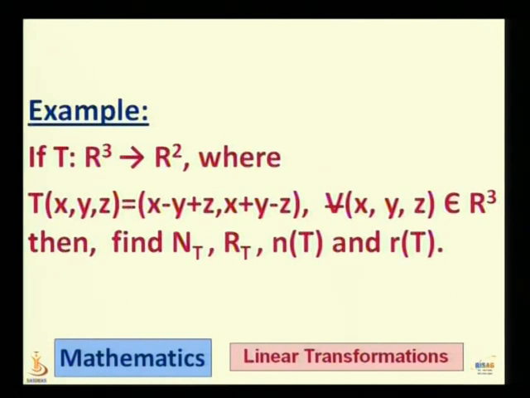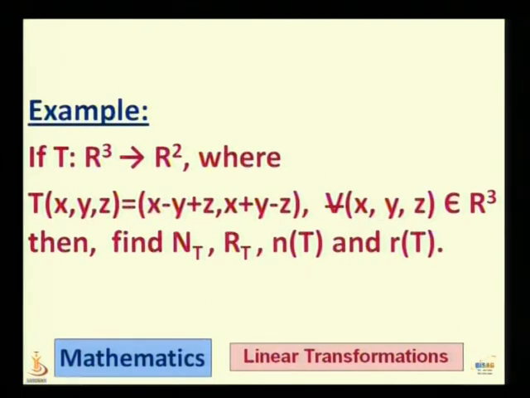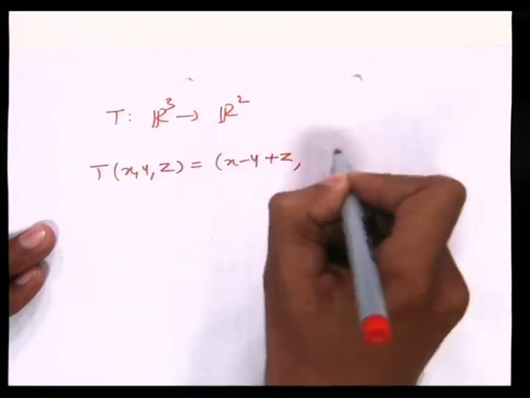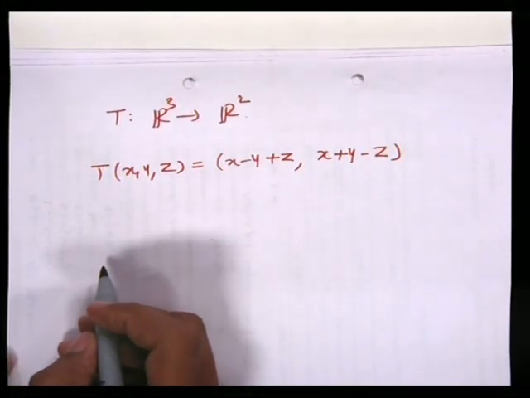Here we take one example. If T from R3 to R2, where T of xyz is equal to x minus y plus z, x plus y minus z, for every vector xyz of R3, then we have to find NT, RT, the nullity of T, and the rank of T. So here we have given that T from R3 to R2 is defined as T of xyz is equal to x minus y plus z, x plus y minus z for any vector. So first of all we find the NT.